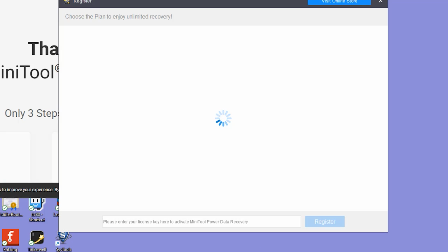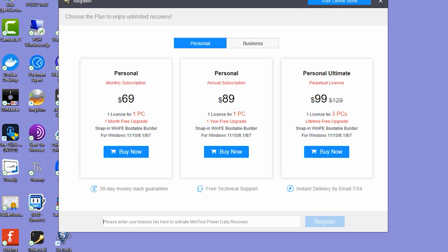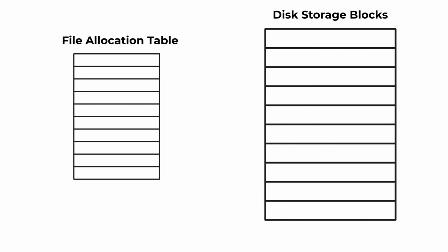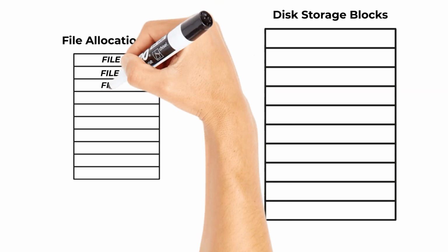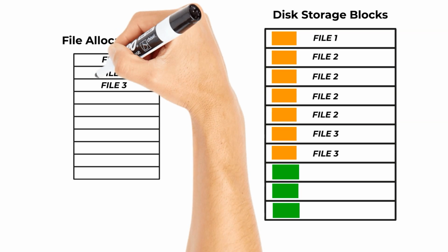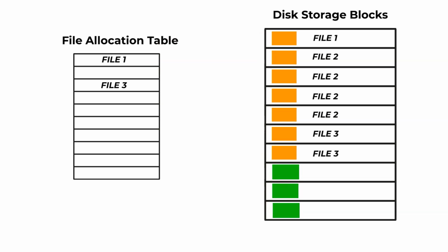So now that we have the software installed, let's take a short look at what we're actually trying to do. So in simple terms, a disk drive works by saving the data in your files into blocks of storage space within the actual drive. Where these blocks are placed is stored in a database on the drive called the file allocation table.